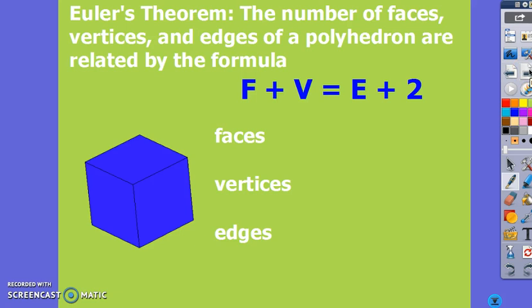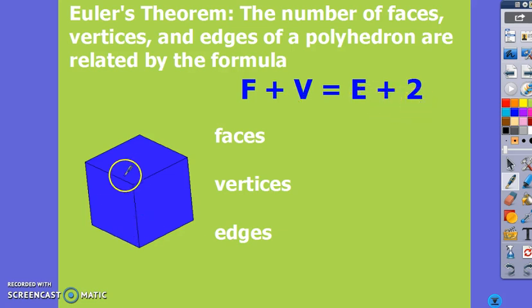Euler's theorem is the formula that some of us learned about on Friday. It's called Euler's theorem. Yes, I'm pronouncing that right. It's named for the mathematician Leonhard Euler. It says that the number of faces plus the number of vertices is going to equal the number of edges plus 2.